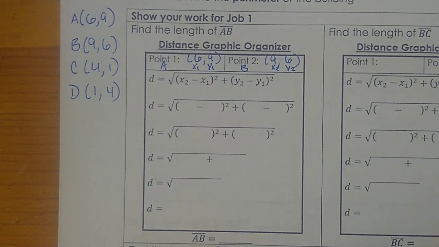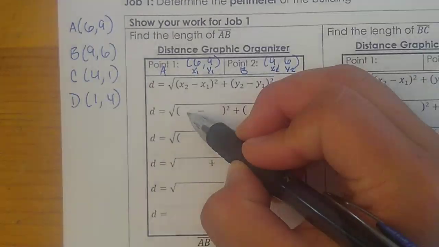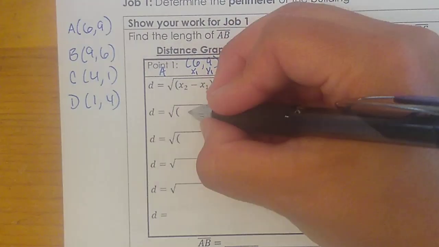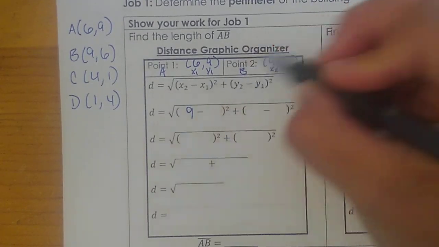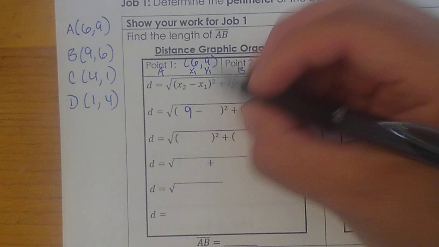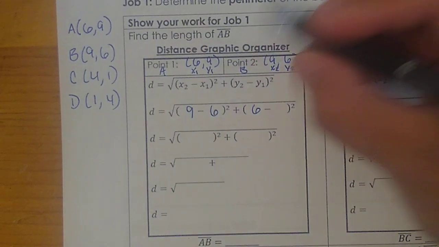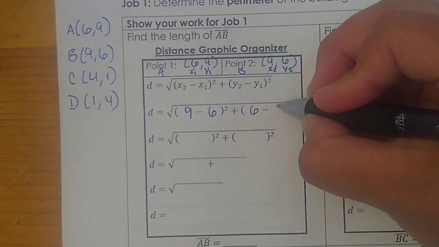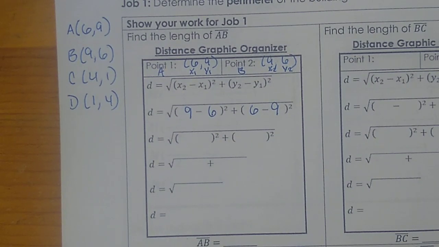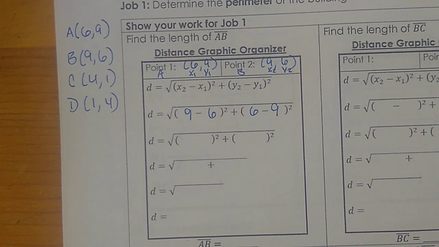Now I just need to follow. So all I have to do is replace. x2 is in that first blank. x2 is 9. x1 is in the second blank. x1 is 6. y2 is in the next blank. y2 is 6. y1 is in the last blank, y1 is 9. So now it's just a matter of order of operations from here on out.